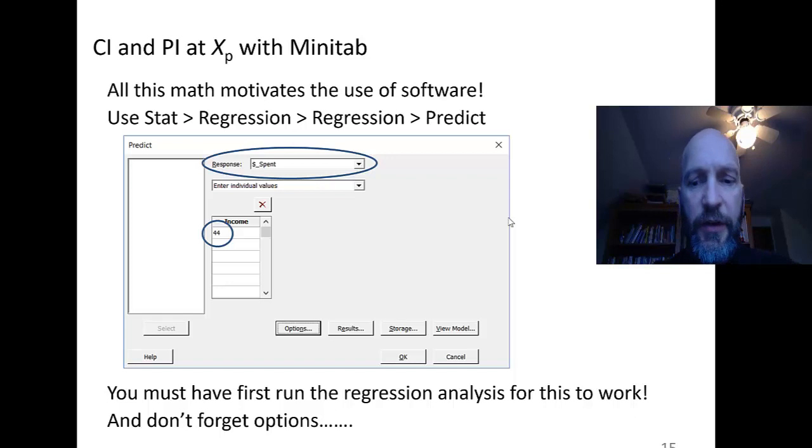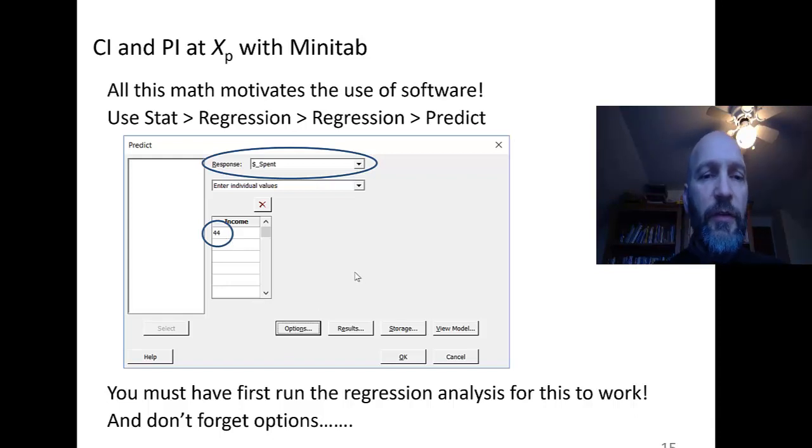So all of these calculations done the hard way are hard, and if you use Minitab or other software, it turns out not to be too difficult. So in Minitab, you're going to go to Stat, Regression, Regression, and then Predict, and you'll see this prediction window open up. Now, you should see the response already populated, and you just have to go then and put in the income value or values that you want to use for calculations. The only other thing we're going to worry about here is options. We'll look at that in just a minute.